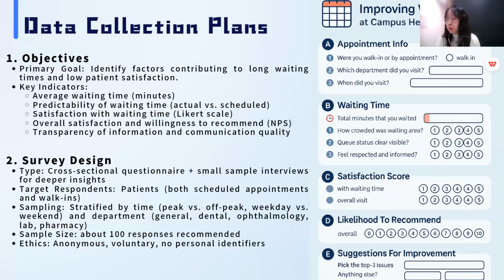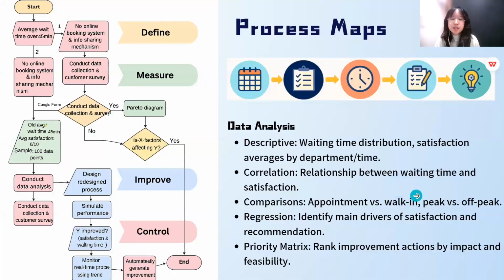Our target respondents were both scheduled patients and walk-ins. We aimed for about 100 responses, ensuring voluntary participation. This slide shows our questionnaire. It covers four sections: appointment information, waiting time, satisfaction, and likelihood to recommend with suggestions for improvement. Then we can see our process maps. We applied the Six Sigma DMAIC cycle and correlation analysis to link waiting time with satisfaction.